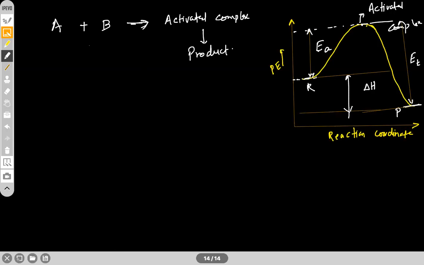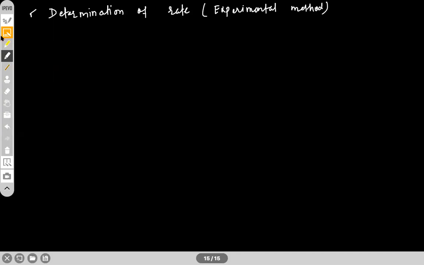Write down the determination of rates. Determination of rate, we are going to see two methods, experimental methods. Heading, write down. Experimental method. Two methods we'll see here. The first one is initial rate method.